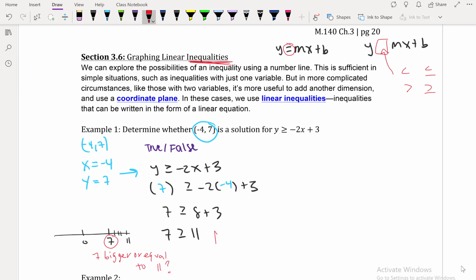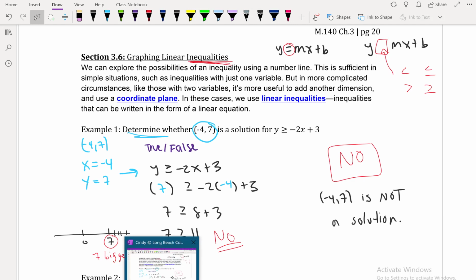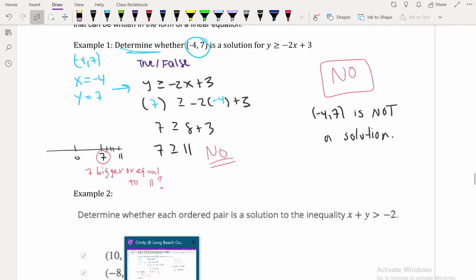And the answer here is no. So when we ask ourselves to determine, well, we just plugged in the value and we saw that it did not work, so we're going to say no. The reason we say no is because (-4, 7) is not a solution for this inequality. We found it to be false. 7 is not bigger than 11.